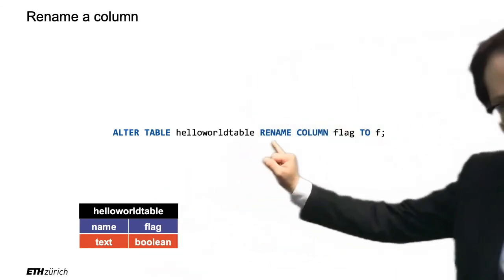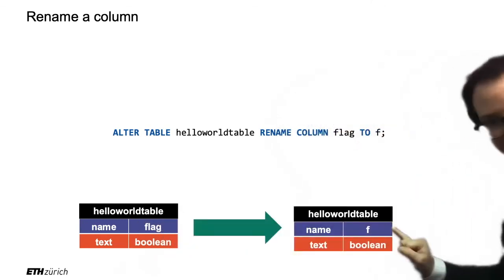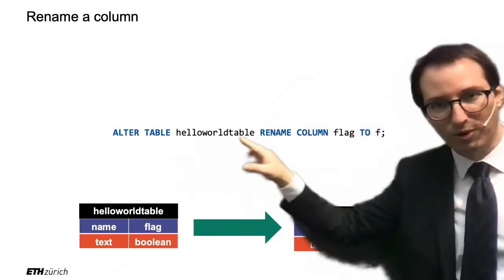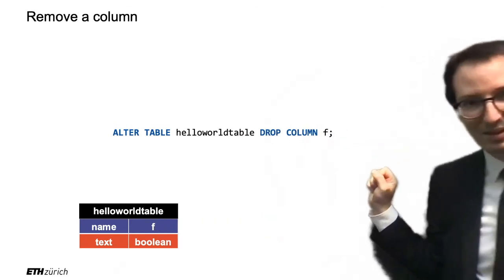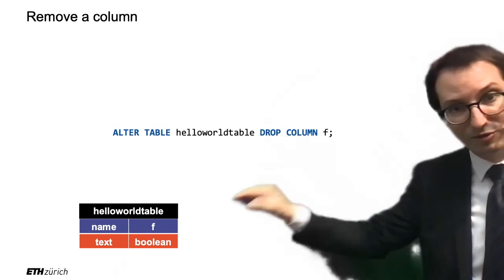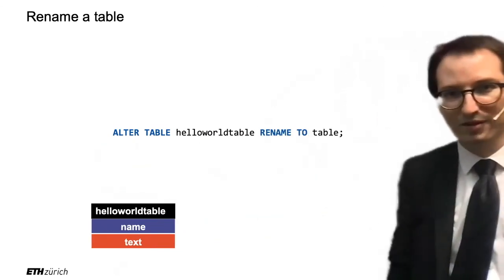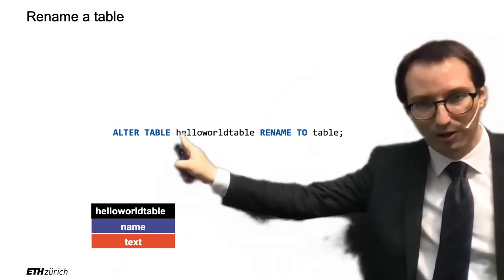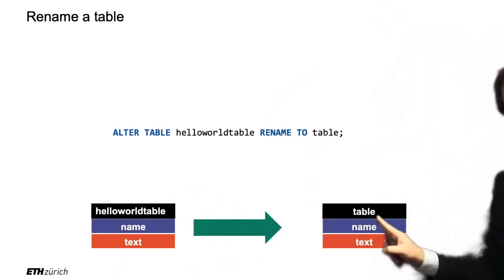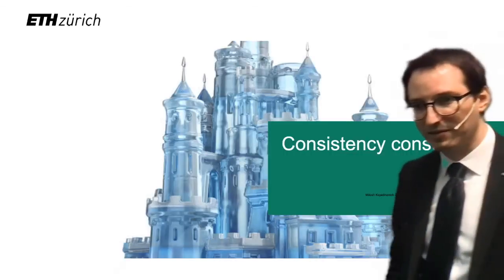Okay, next, let's rename the column. Let's say we change flag to F. That's how you do it. Alter table, hello world table, rename column, flag to F. You can also drop a column if you want to get rid of that column. You have one less. So you can do all of this with instructions called alter table, and you can also rename the entire table, not just a column, but hello world table. You can change it to, let's say, table in that way. So this is what the alter table command is doing, right?